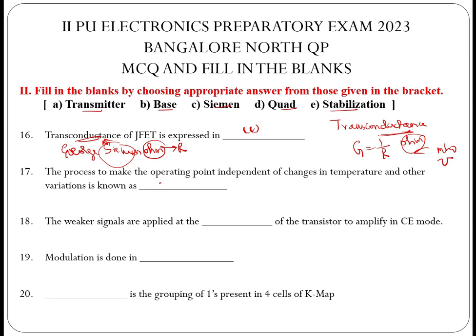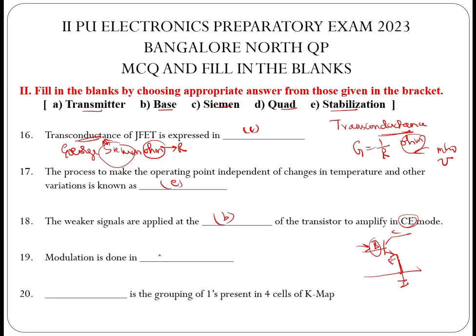The process to make the operating point independent of changes in temperature and other variations is known as, obviously it is option E, stabilization. Weaker signals are applied at the dash of the transistor in CE mode. CE mode means what? Common emitter. If emitter becomes common for base and collector, this is a simple circuit. I am not writing actually the circuit. Common emitter, I am just showing here emitter as common. So, what is the input signal where we are applying? Base. So, option B is the answer.